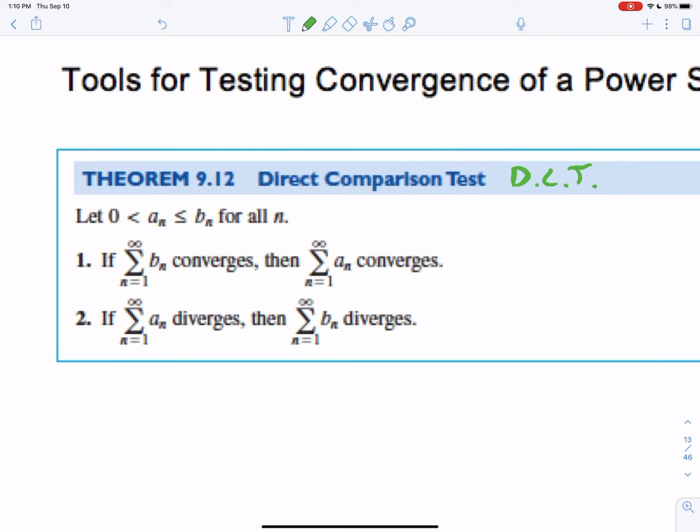So basically, if you compare it to something and that something converges, then the original series will converge. Okay? Now, if you compare it to something and that something diverges, then the original series will diverge as well.